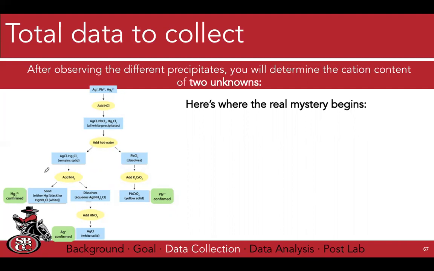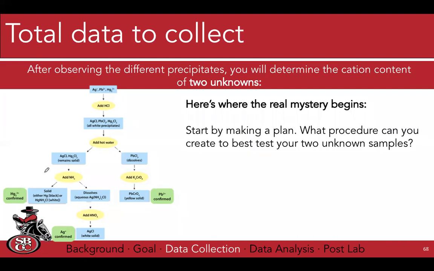Here's where the real mystery begins. We're going to take two unknowns, and we are going to start by working as our group or working individually and make a plan. We want to make sure we know what we're doing so that we don't overthink something and fail to do the proper number of tests and possibly only confirm one element, one group 1 cation, when possibly 2 or 3 group 1 cations exist. So make sure before you begin, you understand the process and your plan that you're about to do.